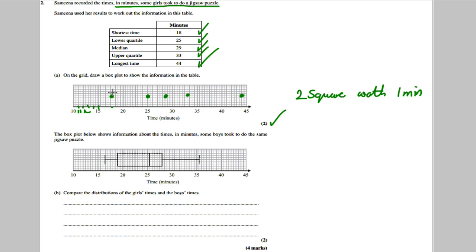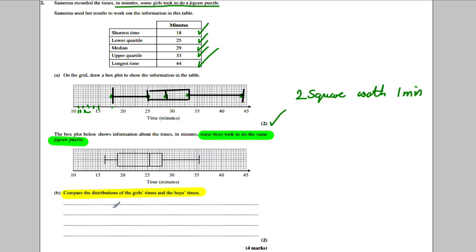So draw the picture. Line there, line there, line there, line there. Like that. And there's our box plot. And hey presto, look at this again. It's coming up each time. Compare the distribution of girls versus boys. Because below it shows you how long it took some boys to do the same jigsaw puzzle. And they've got a diagram there. So we've just got to compare these.